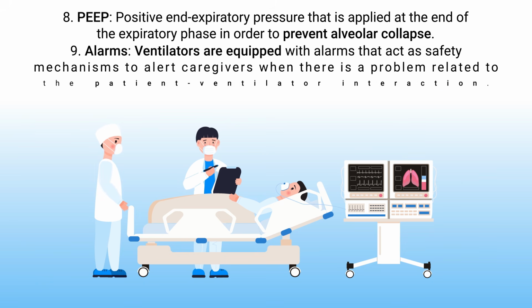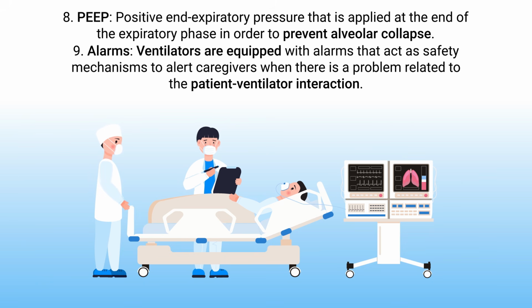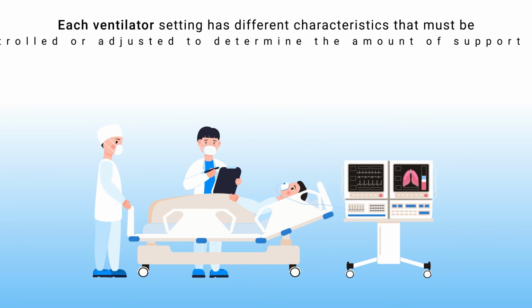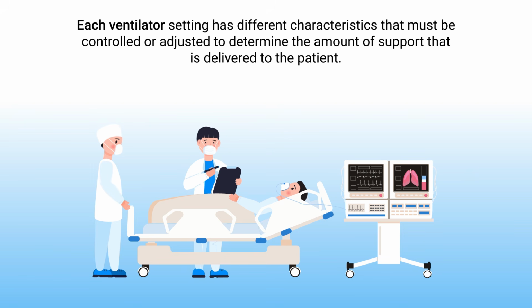And you have the ventilator alarms. All ventilators are equipped with alarms that act as safety mechanisms to alert caregivers when there is a problem related to the patient-ventilator interaction. Each ventilator setting has different characteristics that must be controlled or adjusted to determine the amount of support that is delivered to the patient.